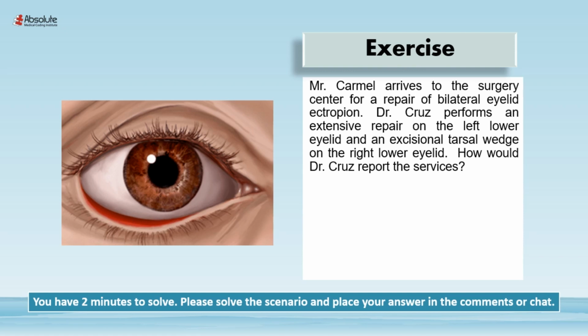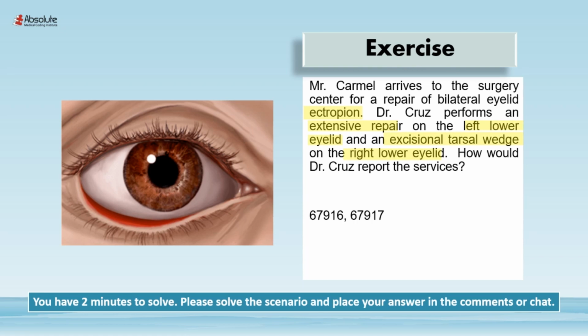All right, that is time. What did you come up with? So for the codes here, first let's go to the keywords. This patient has ectropion, as you can see here in the picture. There's an extensive repair on the left lower eyelid, and there's an excisional tarsal wedge on the right lower eyelid. So we have 2 procedures performed here on different eyelids.